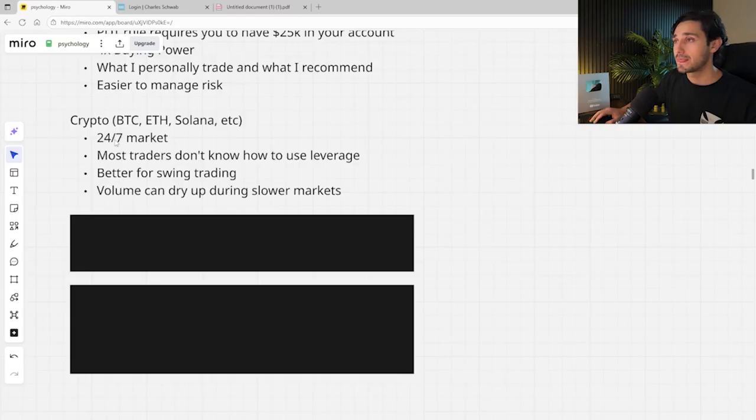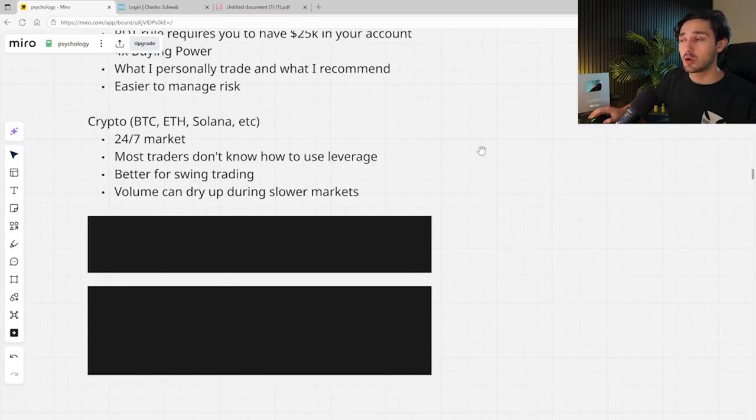Number 2, crypto. This is when you're trading Bitcoin or altcoins such as Ethereum, Solana, or other coins. With crypto, you could use actually an insane amount of leverage. There are some platforms that allow you to trade with up to 200x leverage, which is just insane. I don't really recommend day trading crypto. I think it's way better for swing trading.